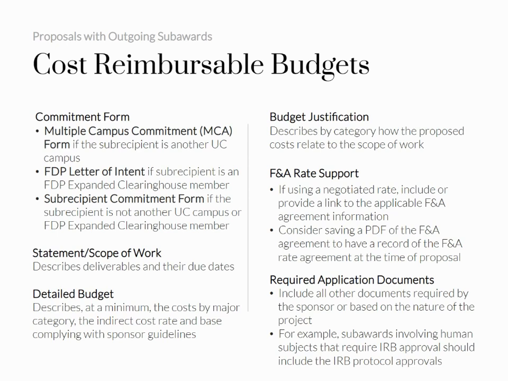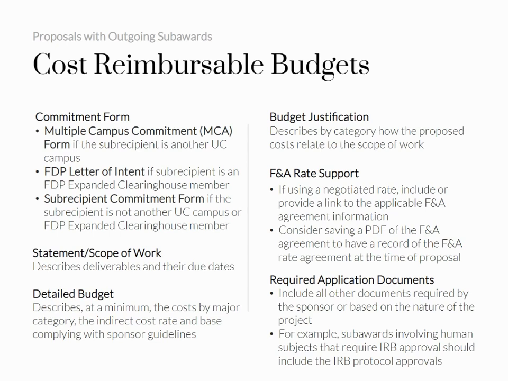We also must have the statement or scope of work describing the deliverables and their due dates, a detailed budget that describes at a minimum the cost by major category, the indirect cost rate, and base, and all of this must comply with sponsor guidelines. We must also collect a budget justification describing by category how the proposed costs relate to the scope of work. If a budget justification is required by the sponsor, this must also follow the sponsor guidelines.